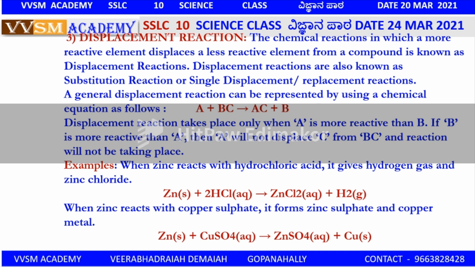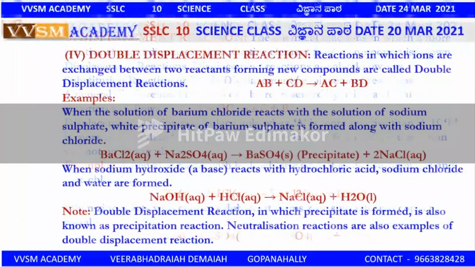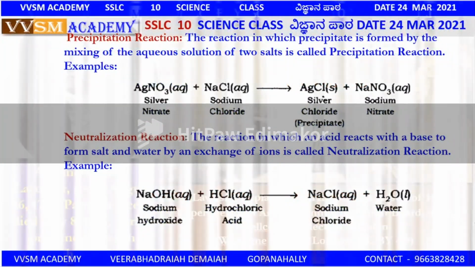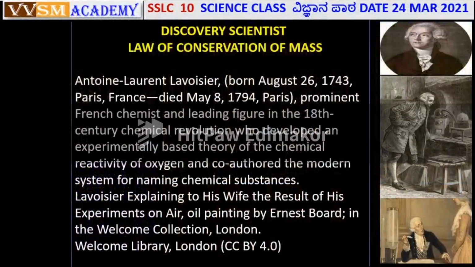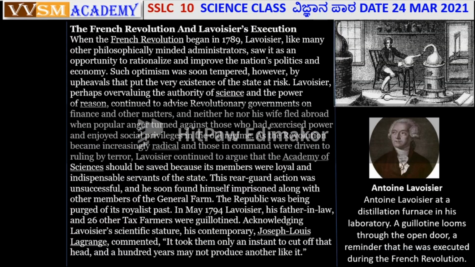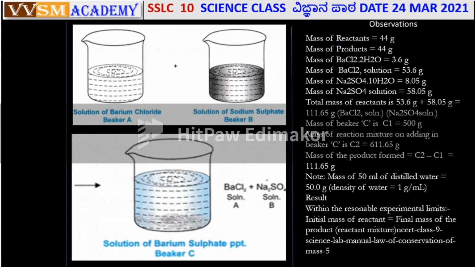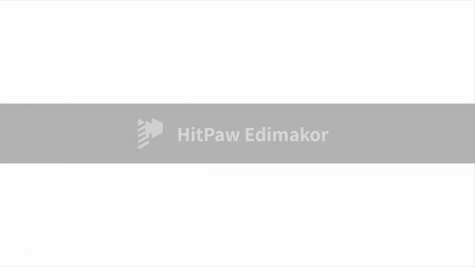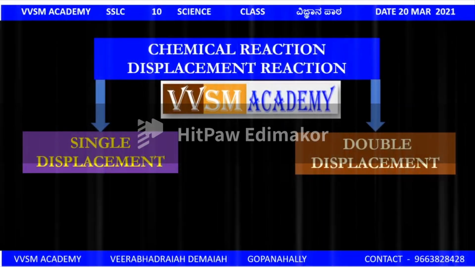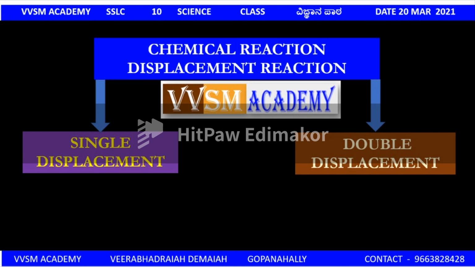The chemical reactions in which the more reactive element displaces the less reactive element. Come on friends, let us discuss the more reactive and the less reactive things. Another important thing to remember is that a displacement reaction or a decomposition reaction has two types, as I told you: single displacement reactions and double displacement reactions.